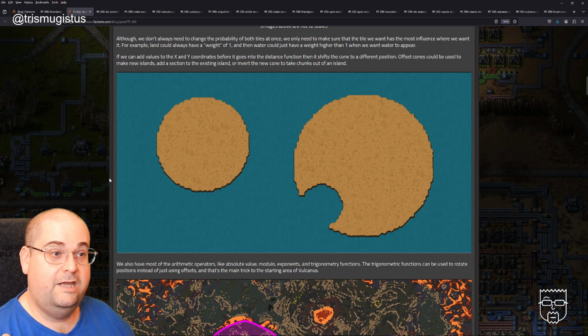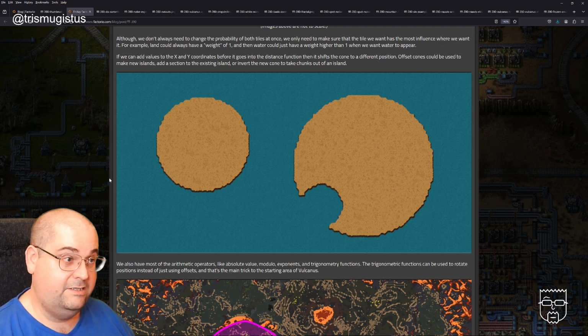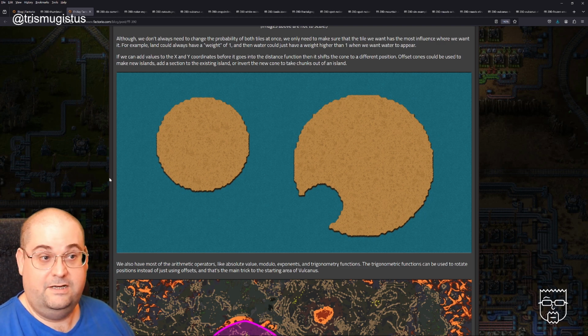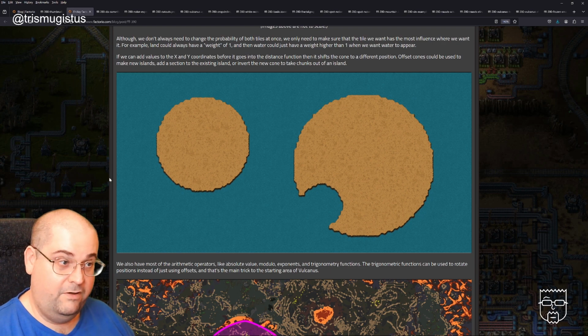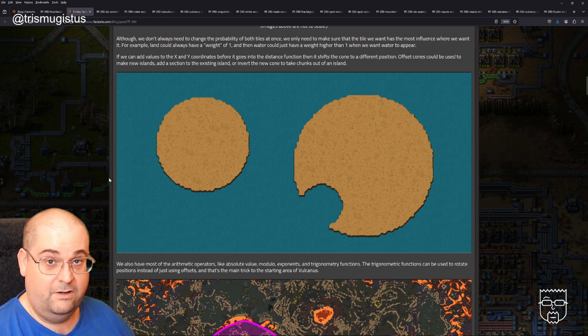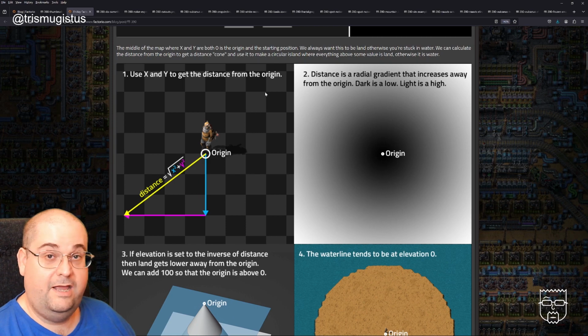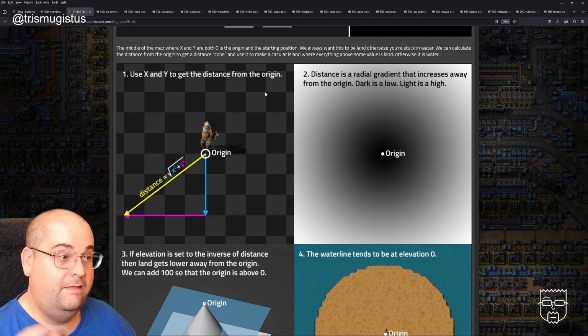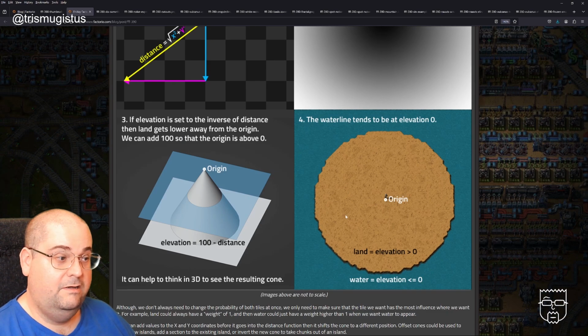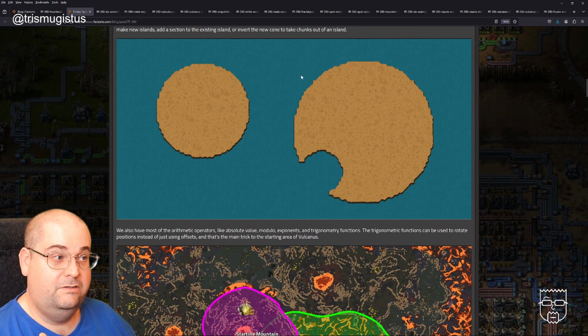If we can add values to the x and y coordinates before it goes into the distance function, then it shifts this cone to a different position. Offset cones could be used to make new islands, or add a section to the existing island, or invert the new cone to take chunks out of an island. So this is just if you offset. So if you say, right, my origin is actually up here, so it's 3x and 3y, then do this same process, then you'll get a differently positioned circle.